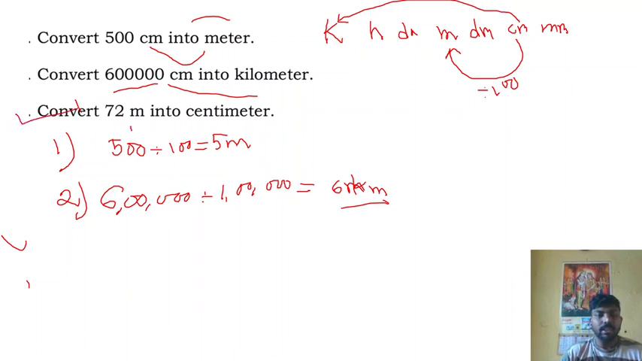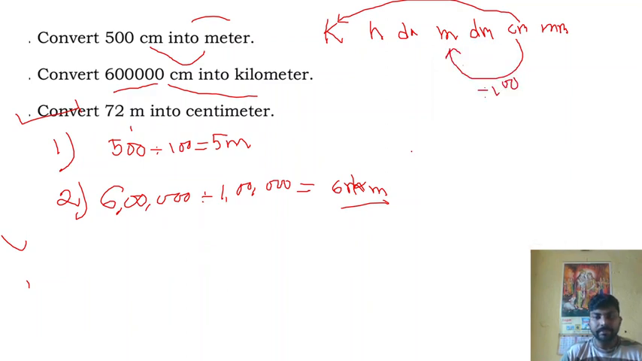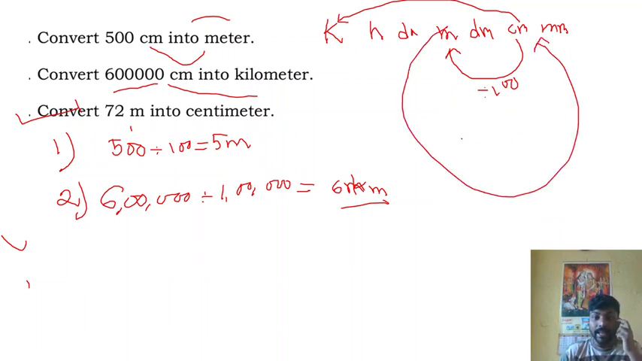Now the next question is convert 72 meter to centimeter. Here it is very important: meter to centimeter. That means if you are moving to the right side, that time you have to multiply by 100.